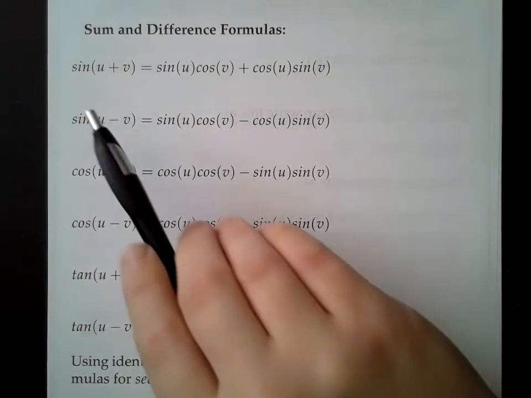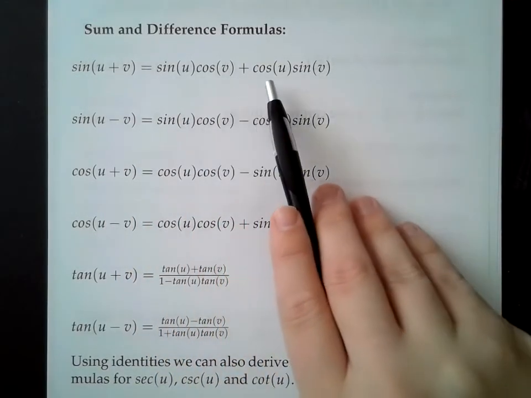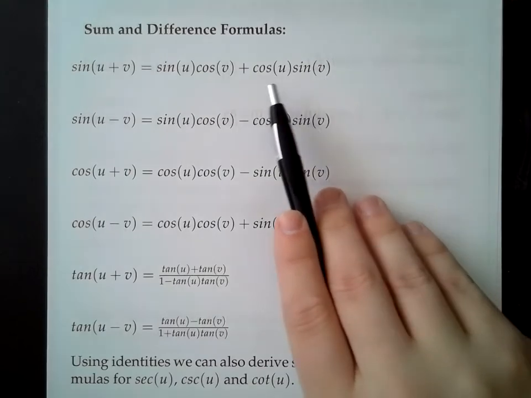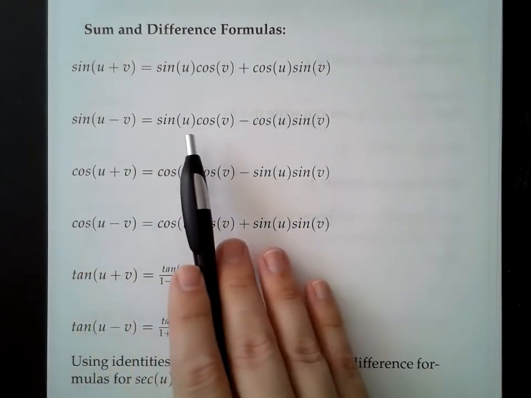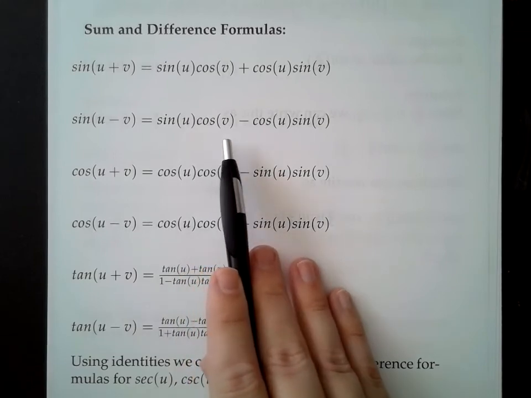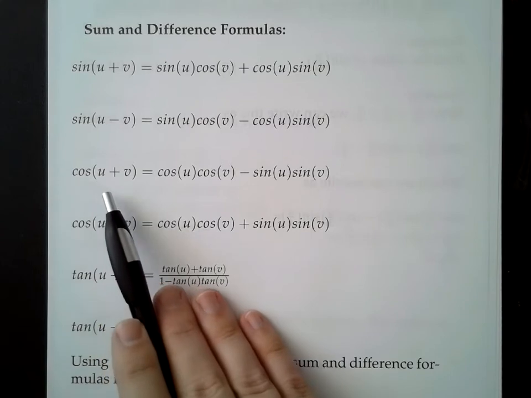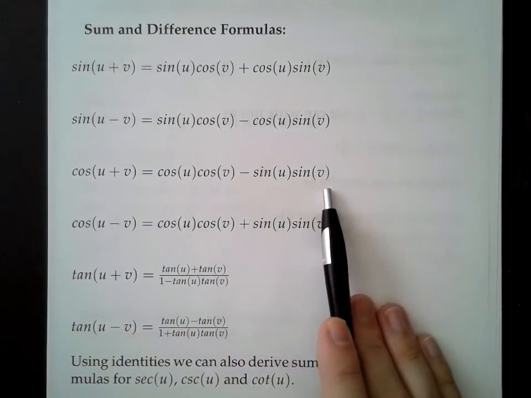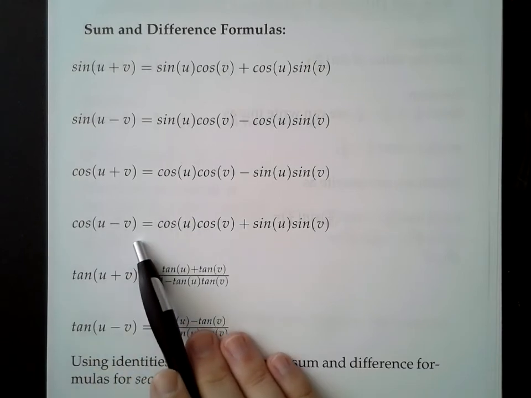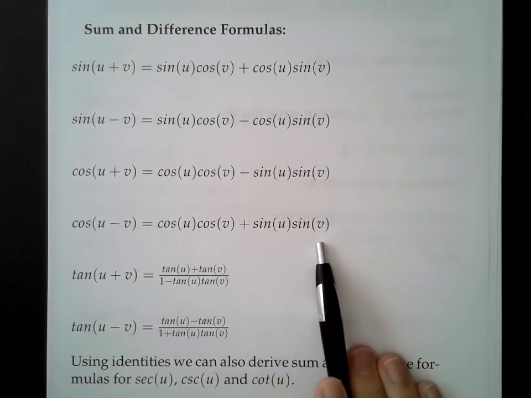So we're going to have sine of u plus v is equal to sine of u cosine of v plus cosine of u times sine of v. Sine of u minus v is sine of u cosine of v minus cosine of u sine of v. Cosine of u plus v is cosine of u cosine of v minus sine of u sine of v. Cosine of u minus v is cosine of u cosine of v plus sine of u sine of v.